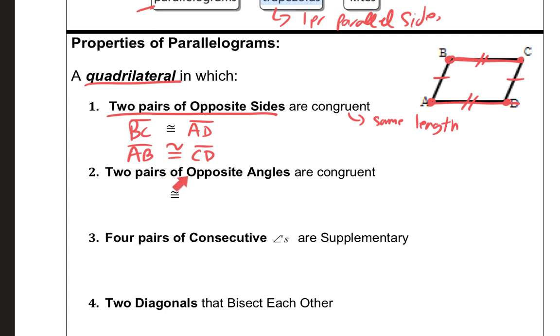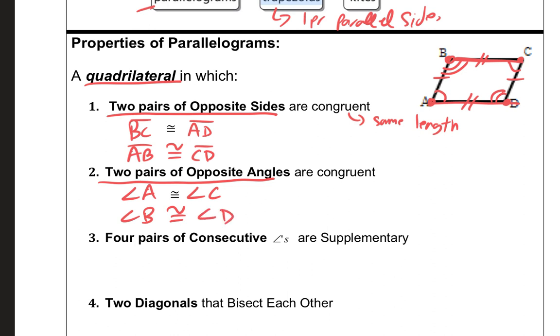Then also, two pairs of opposite angles are congruent. Opposite angles, so A and C. Let's put one arc for A and one arc for C. So we could say angle A is congruent with angle C. Then we said there were two pairs, so that's one pair. The other pair would be these right here. Since those are different, let's mark those with 2. So we would say angle B is congruent with angle D.